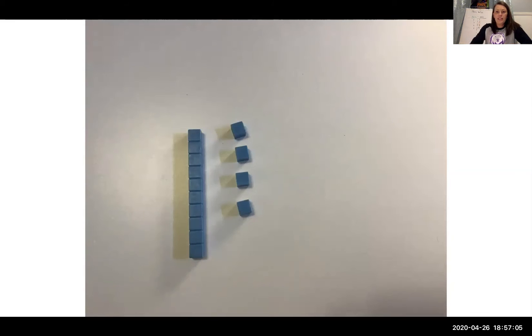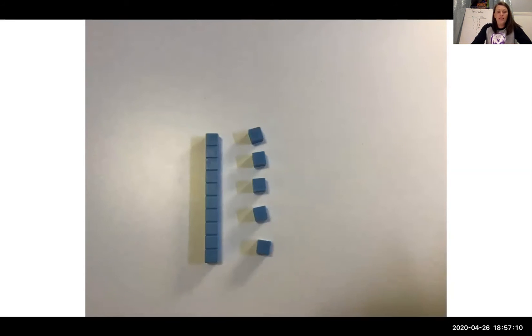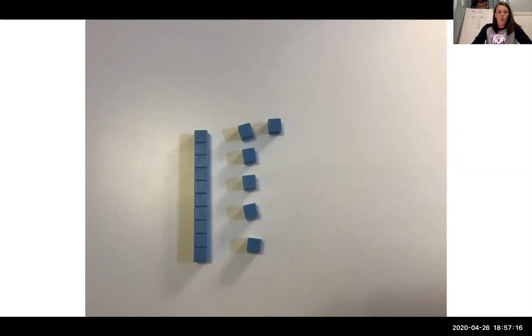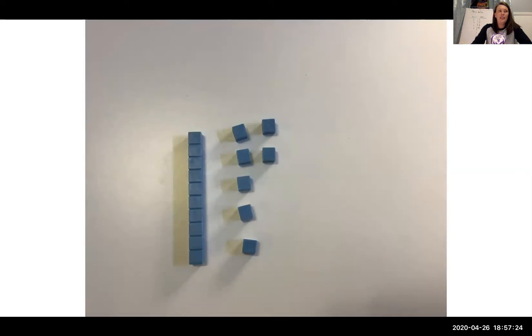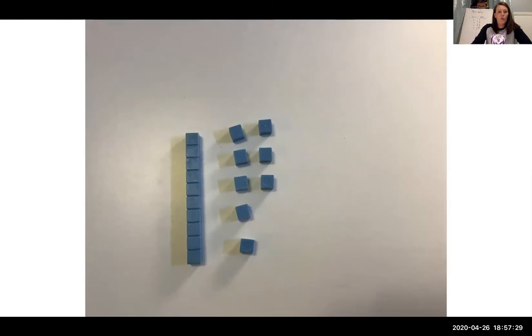I'm going to skip writing these next ones because I want you to say them with me. Let's go quicker. 1 ten, 5 ones. 10, 5, 15. 1 ten, 6 ones. 10, 6, 16. 1 ten, 7 ones. 10, 7, 17. 1 ten, 8 ones. 10, 8, 18. I get myself tricked. 1 ten, 9 ones. 10, 9, 19.